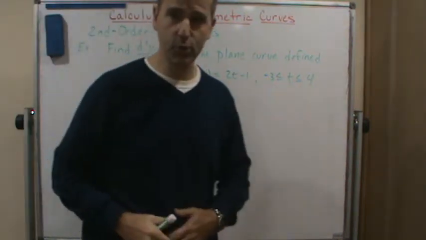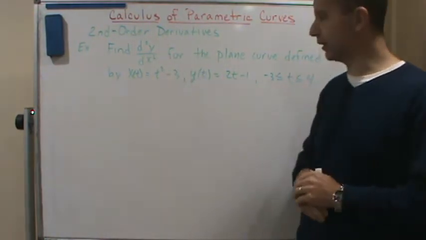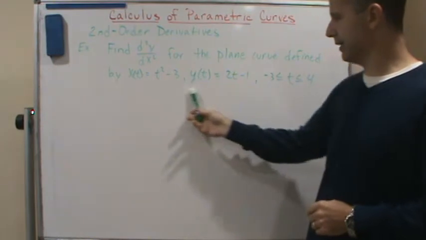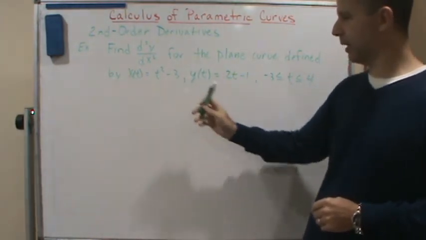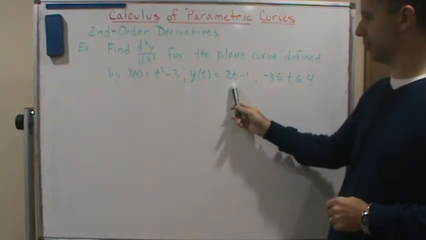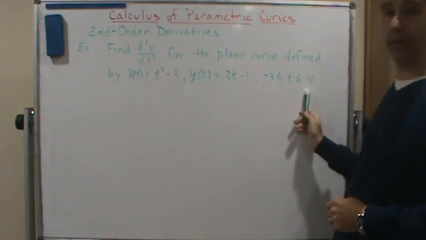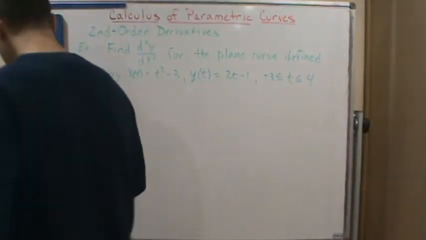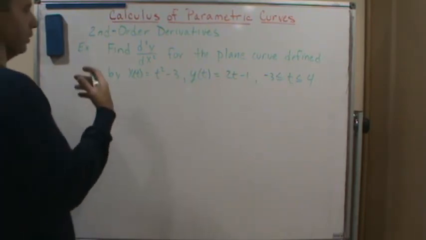Okay, so let's do an example. In this example, we're going to find the second derivative, the second order derivative, for the plane curve defined by these parametric equations. So we've got x of t equals t squared minus 3 and y of t equals 2t minus 1 on the interval from -3 to 4 for t. So now, all we want to do is find the second derivative. So how do we do that?